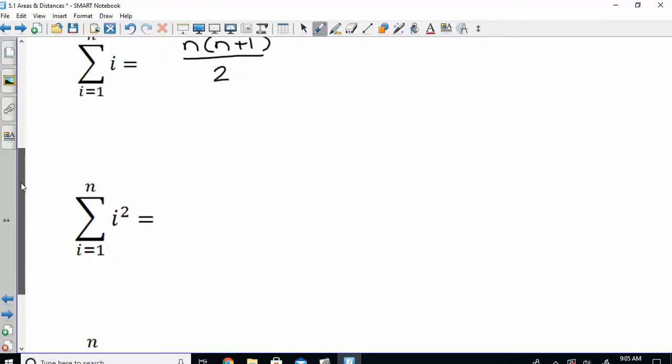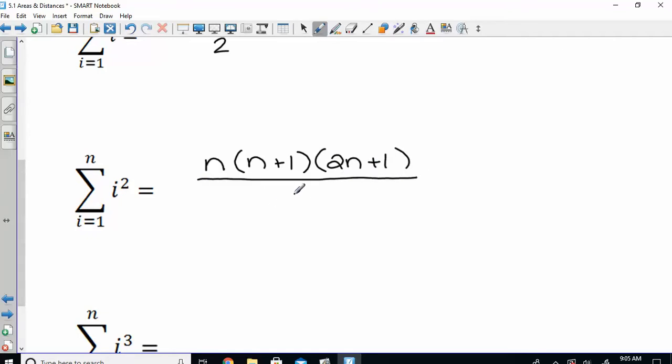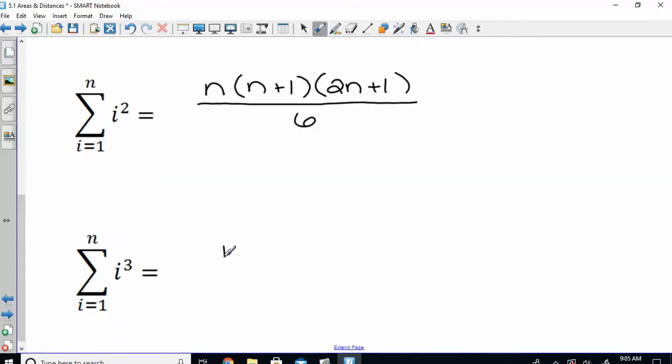The i squared term, that formula starts out the same. It's n times n plus 1 times 2n plus 1 divided by 6. Again, if you're really interested in where these come from, I'm happy to show you. But if you're just going to zone out, then I probably just need to skip that.